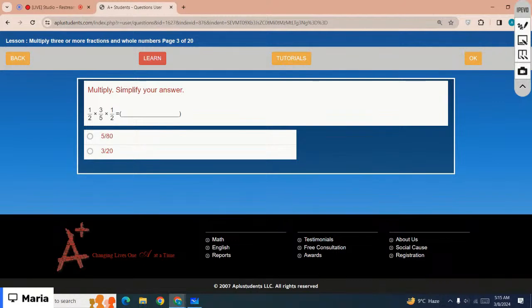So which is the correct option? Yes, that is 3 times 1 over 20. Very good. The correct option is 3 over 20.